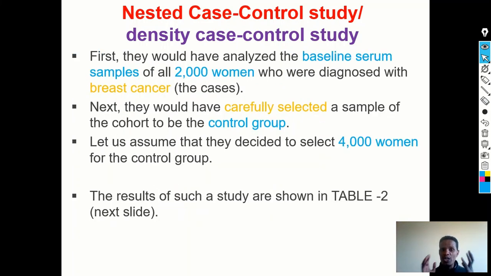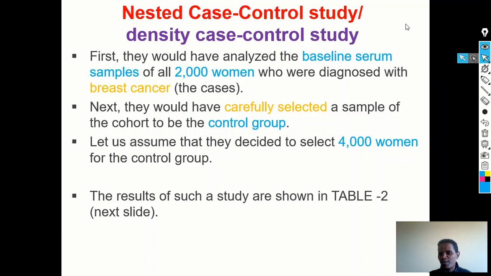First, they would have analyzed the baseline serum sample of the full cases, the 2,000 cases, who were diagnosed with breast cancer. That is the number of cases. Next, they would have randomly selected a sample of the cohort to be the control group among individuals who are free from breast cancer. So let us assume that out of the 98,000 healthy individuals, 4,000 women could be selected as controls.